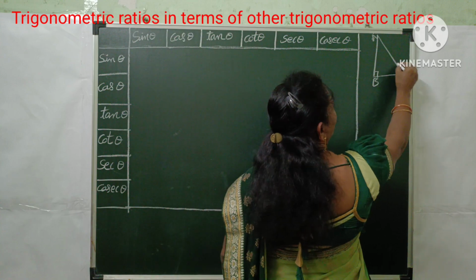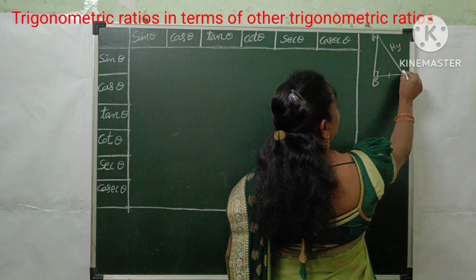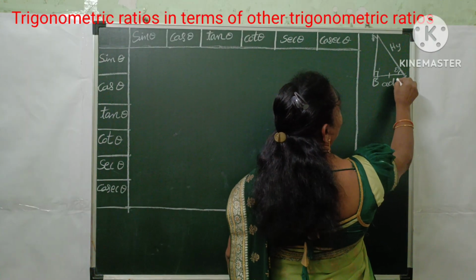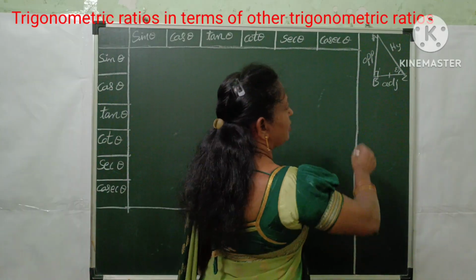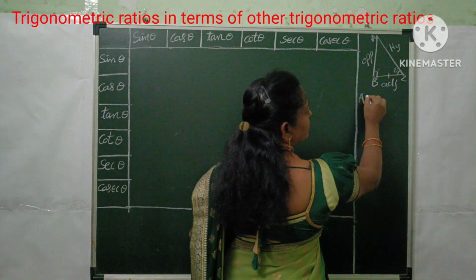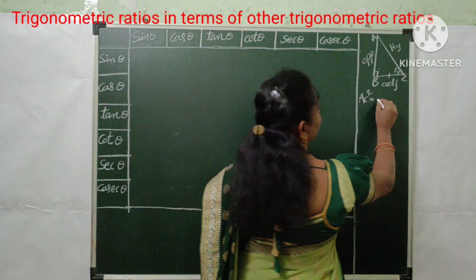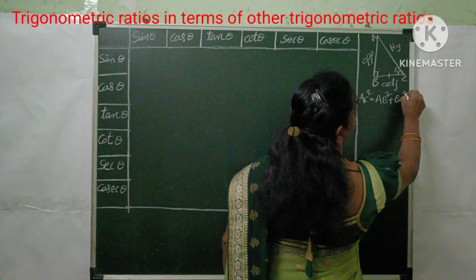This is a right angle. The side opposite the right angle is the hypotenuse, and here is theta. BC is the adjacent side and AB is the opposite side. We already learned this. So the hypotenuse AC square is equal to the sum of the squares of the remaining two sides, that means AB square plus BC square.